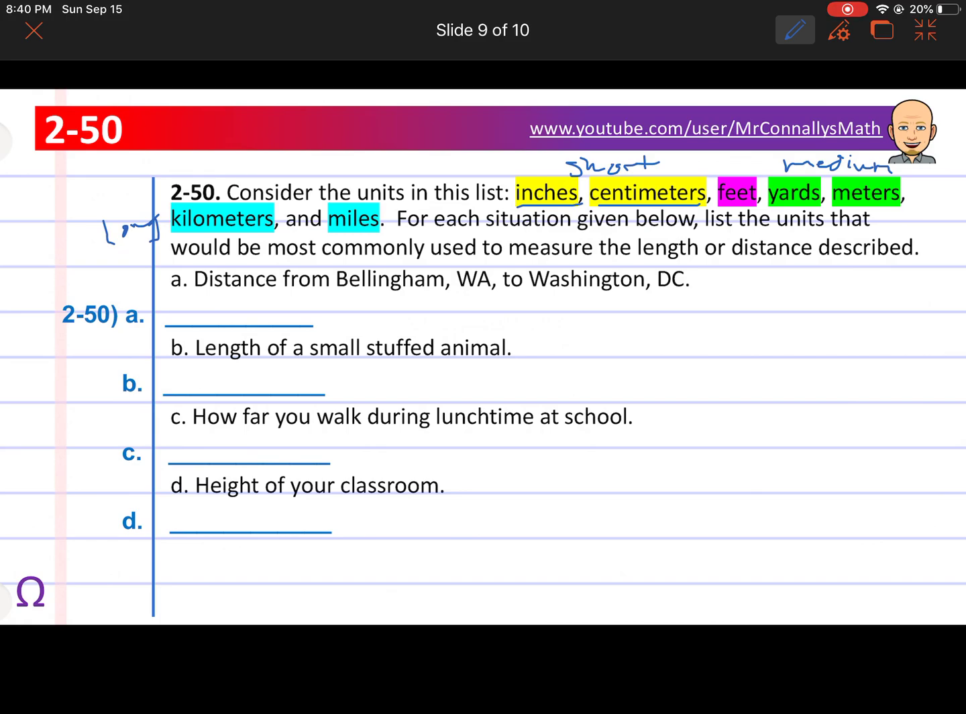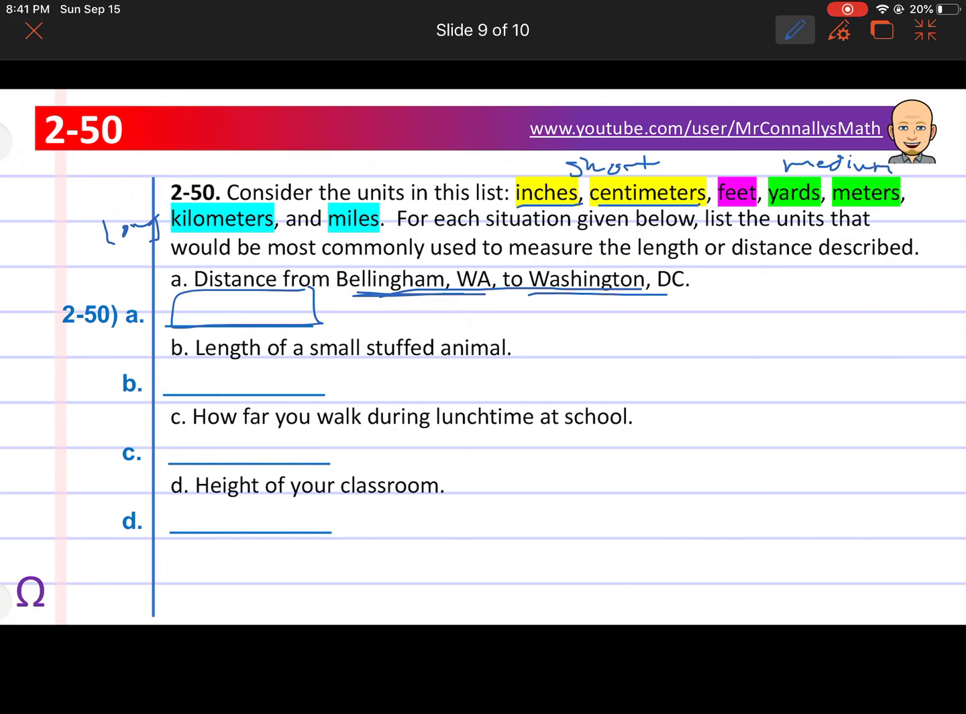All right, so let's think. Distance from Bellingham, Washington to Washington, D.C. Okay, so that's from the west coast to the east coast. That's a pretty long ways. We're probably going to use the largest measurements, so we could use kilometers or miles, but since these are both in the United States, we're going to use the one used most common in the United States. So put that answer right in here. It's either kilometers or miles, you decide.